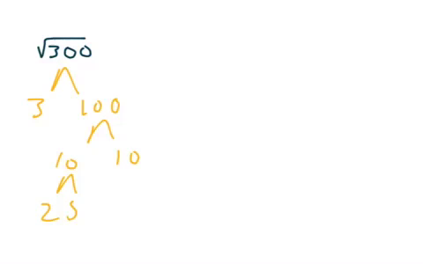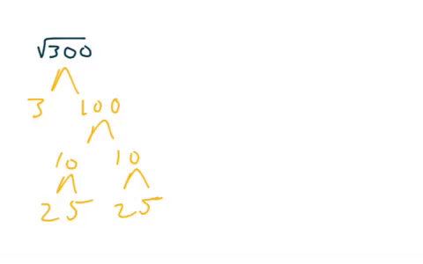Okay, so what was our first step again? We broke it down, right? Isn't 300, for example, 3 times 100? And of course 100 is 10 times 10. And 10 is 2 times 5. And this 10 is 2 times 5.